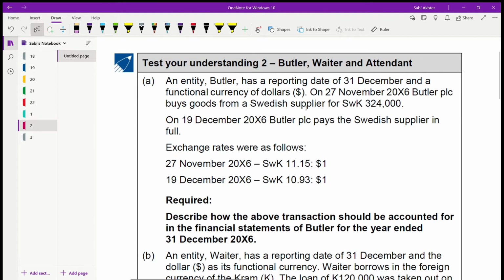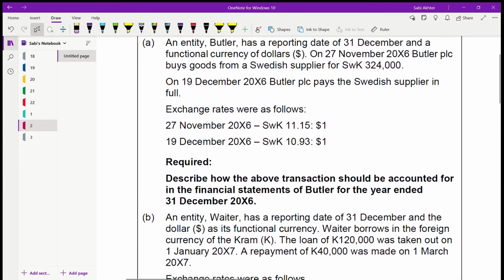So when they buy the goods, it is on credit, that is on some other date. When they actually pay, that is on some other date. Okay, two rates for two different days. Now how are you going to record the above transactions for the year ended 31st December 2006? All this happened before 31st December 2006. So first we'll answer A and then we'll go to part B.